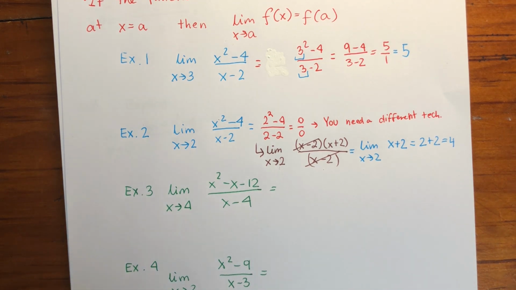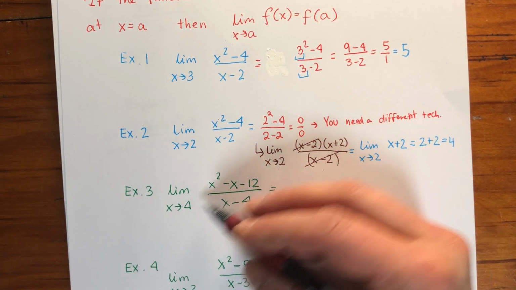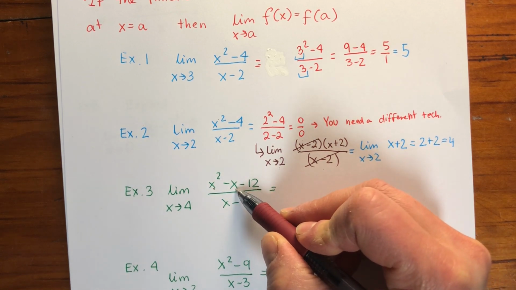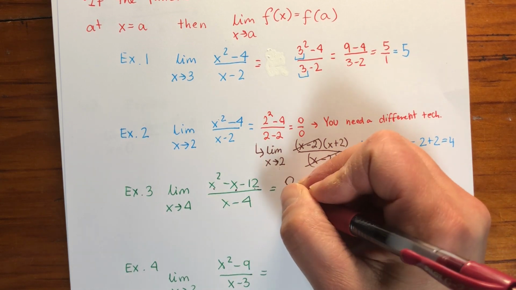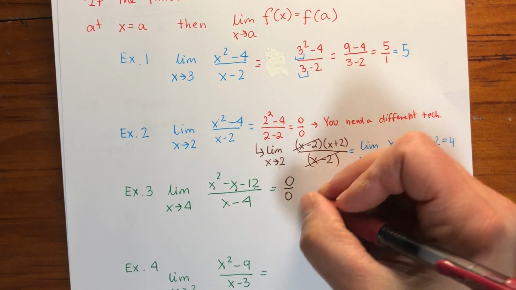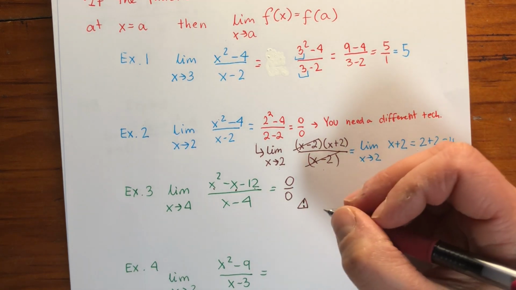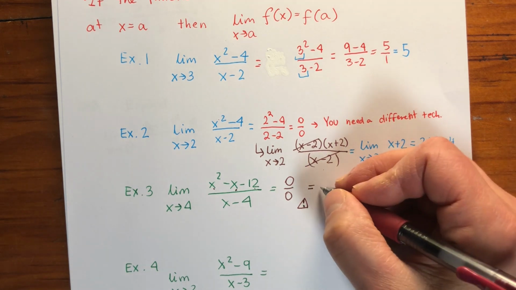All right, let's take a look at another one. This one, again, I am going to plug in 4. 4 squared is 16. 16 minus 4 is 12. 12 minus 12 is 0. 4 minus 4 is 0. I get 0 over 0. I have a problem here. So I need to do something. I need to think of any kind of operation I can do.